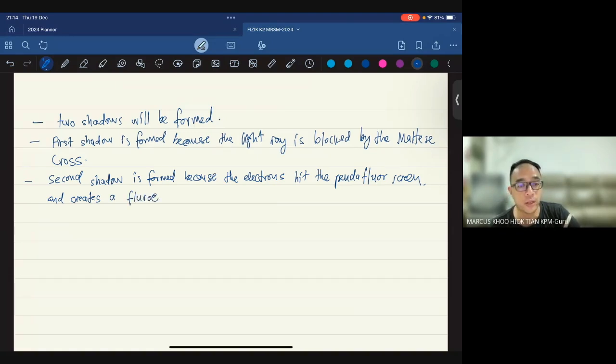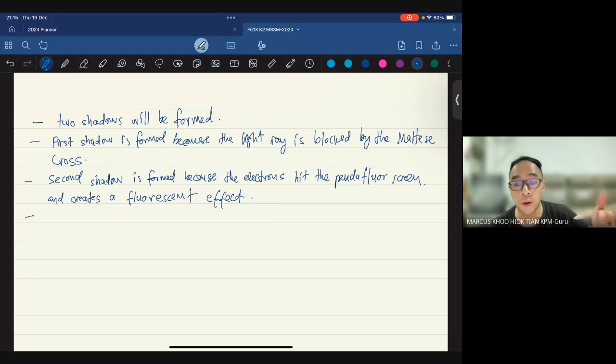How do I spell fluorescent? F-L-U-O-R-E-S-C-E-N-T. Does it look correct? Fluorescent. Something like that. Okay. Fluorescent effect. Okay, 1 mark, 2 marks.